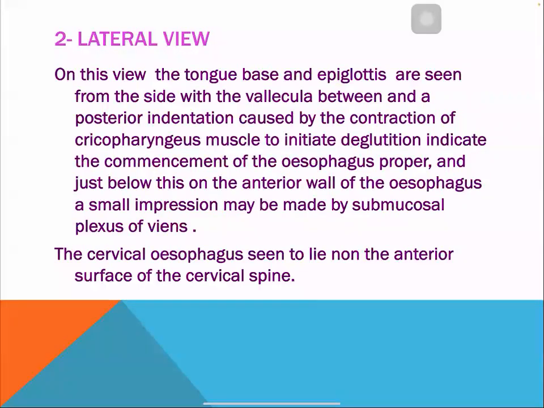The second view is the lateral view. On this view, the tongue base and epiglottis are seen from the side with the vallecula between, and a posterior indentation caused by the contraction of the cricopharyngeus muscle to initiate deglutition indicates the commencement of the esophagus proper. Just below this, on the anterior wall of the esophagus, a small impression may be made by a submucosal plexus or vein. The cervical esophagus is seen to lie on the anterior surface of the cervical vertebra.